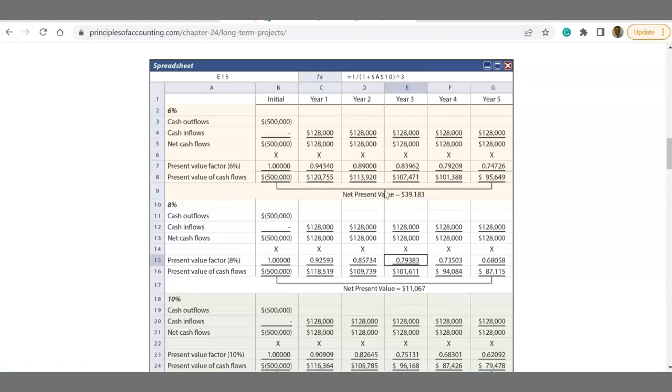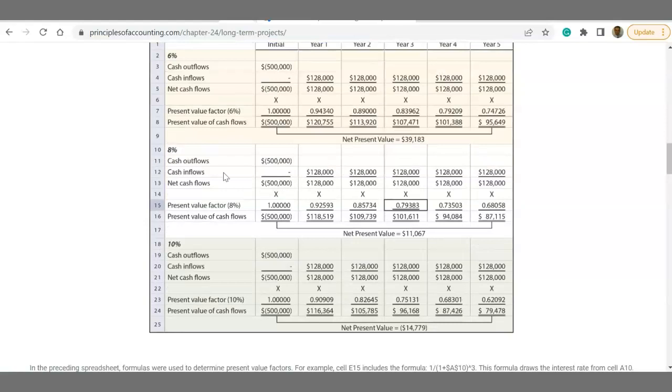So as you see, the net present value here is a positive number. If it's 8%, it's still positive, but a smaller positive. But again, I said if it's 0 or positive, it's still acceptable. But in this scenario, by having a 10% interest rate, you have minus 14,779, and that's not an acceptable situation.